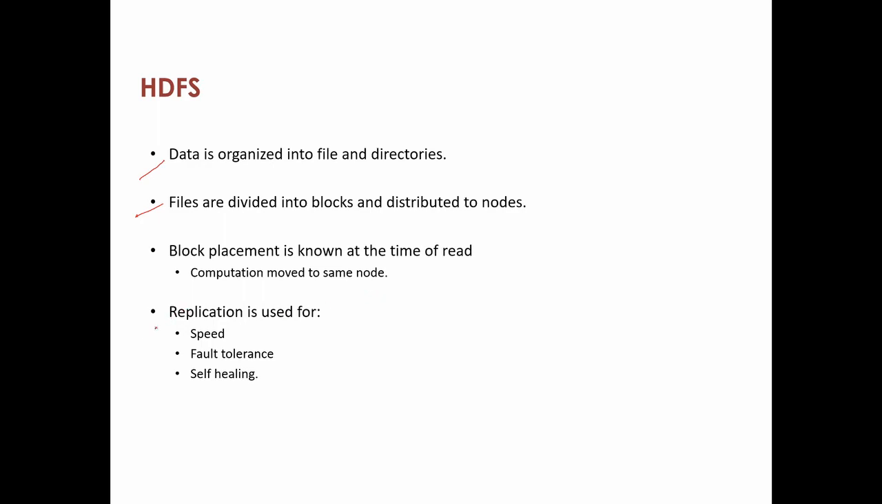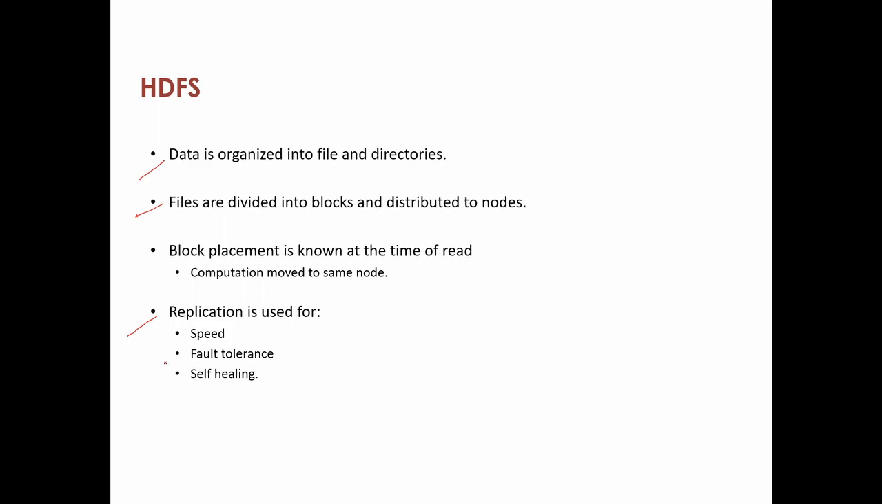Okay, and finally there is replication that is used. So each block is replicated, and replication helps in all these three. It helps in speed, in the sense that you have the choice of where to schedule your jobs. Suppose the replication factor is 3, then you have the data available on 3 different machines, and the mapper job can be scheduled on the machine which is most free.